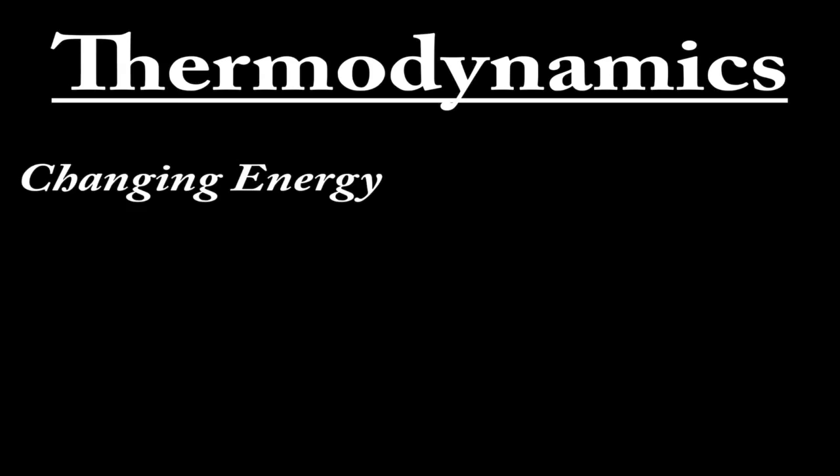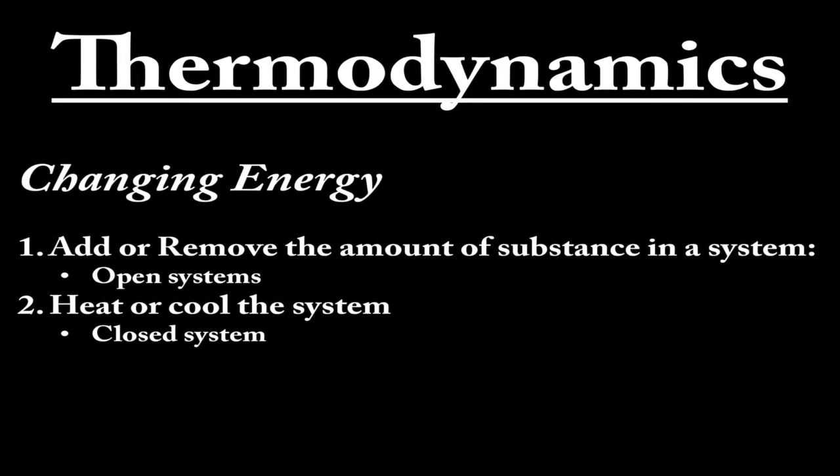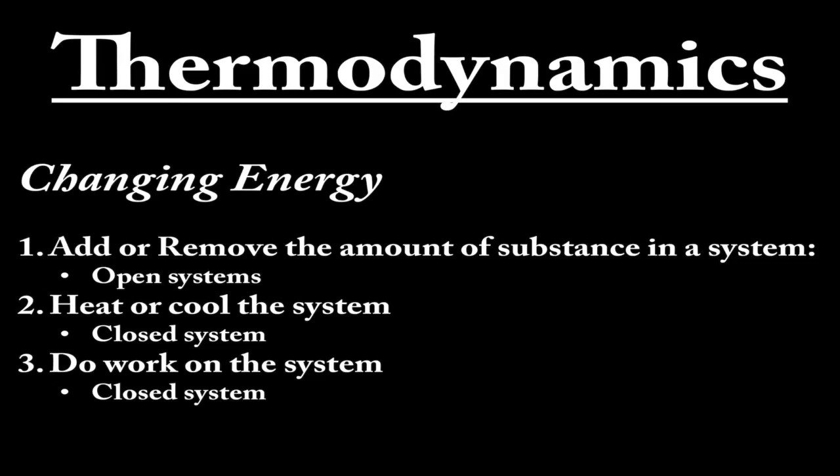Each system accounts for different ways energy is being added or removed. There are 3 ways to do so. One way would be to add or remove the amount of substance in a system, open systems of course. A second way would be to heat or cool the system so only energy goes through. This can be done in open and closed systems. The third would be to do work on the system, compression, or have the system do work, expansion. This is only allowed for closed systems.